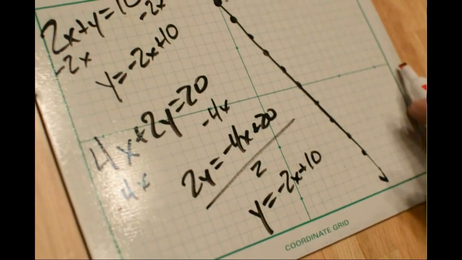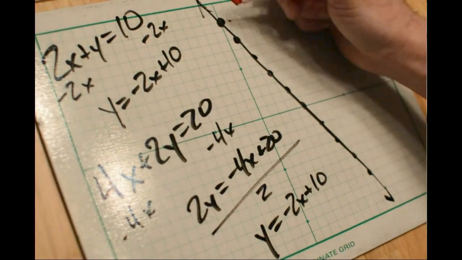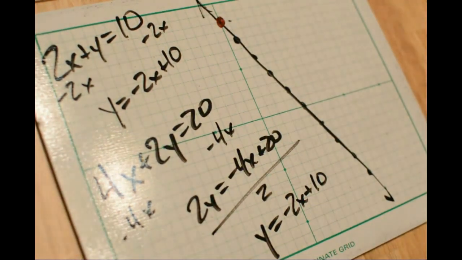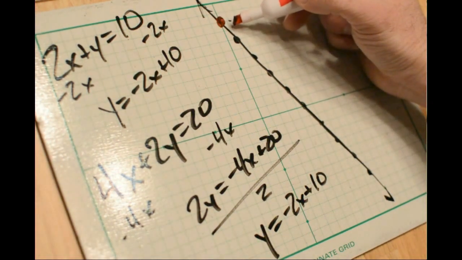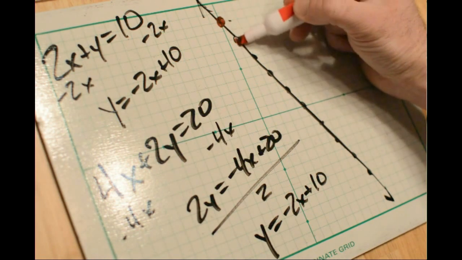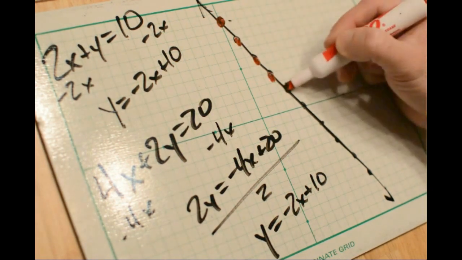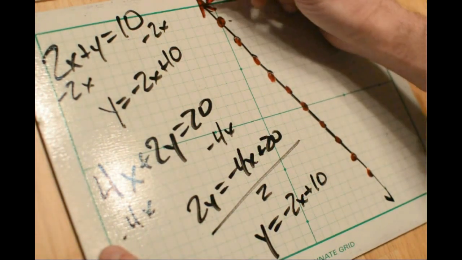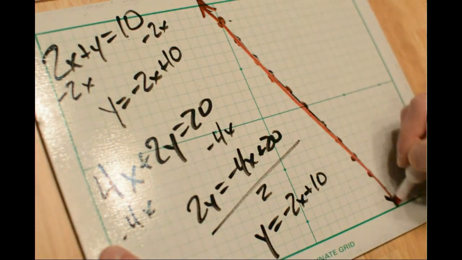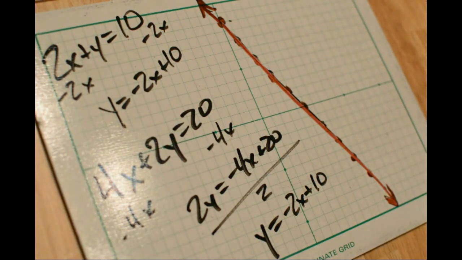So we'll go ahead and start this one up on the y-axis at 10. Well, that's where we have a point. Slope is negative 2, so when we increase x by 1, decrease y by 2. So right 1 down 2, right 1 down 2. And we are replotting all these same points that we did before. Essentially, both of these equations result in the same line.